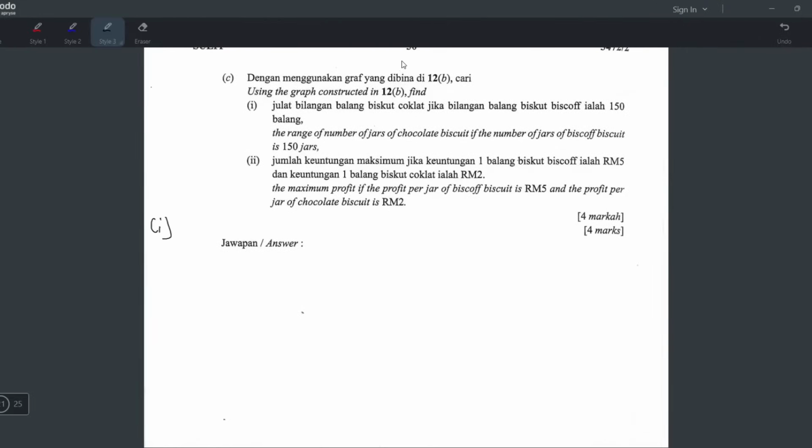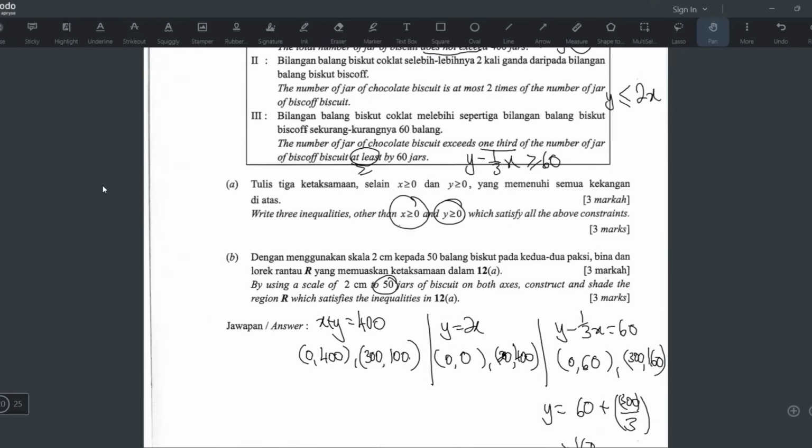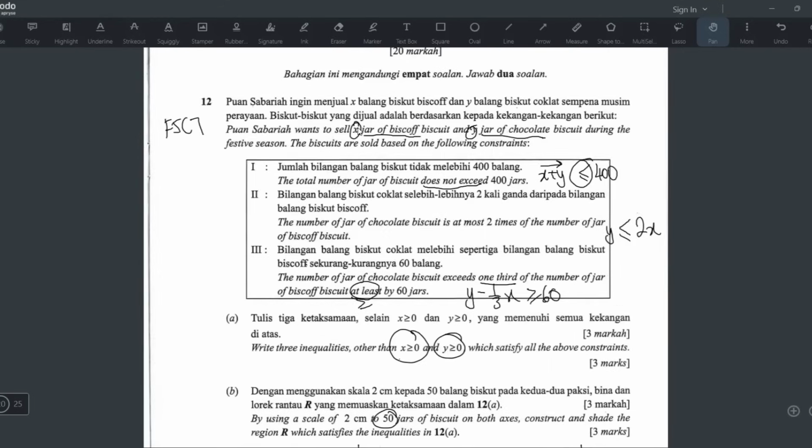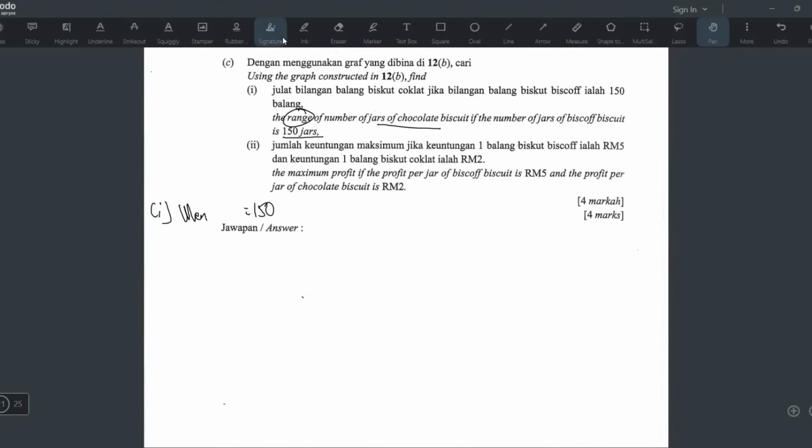Okay, C1 says find the range of the number of chocolates if the number of jars of biscuits is 150. So is the 150 X or Y? It's Biscoff. If you forget, you can look back above, Biscoff is X. Yeah, it's here, right? X. So that means when X equals 150, find the range of Y. Range of chocolate means range of Y.